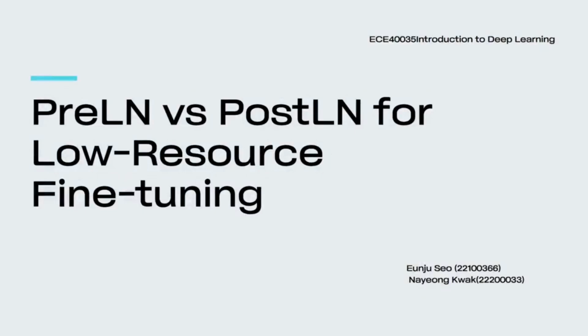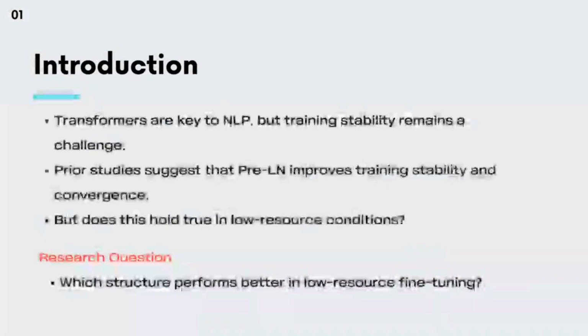Today, we are going to talk about how the position of layer norm, PreLN versus PostLN, affects fine-tuning performance in low-resource settings. Transformers are widely used in NLP because they handle sequences well and allow efficient training. But even in transformer training, stability is still a challenge. Previous studies have shown that PreLN helps with training stability and faster convergence.